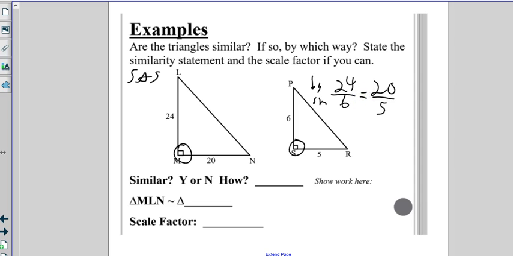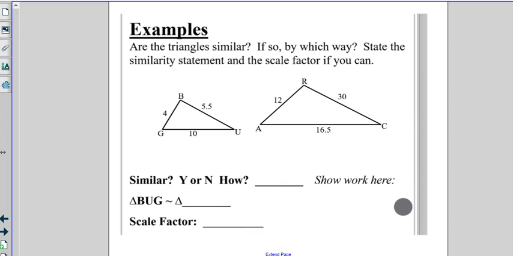And again, I can cross multiply and do 6 times 20 or 5 times 24, or I can just divide. And I get 4 for both, therefore I have a proportion. And if I would have done the small ones on top, I would have gotten 0.25. So they are similar by SAS similarity. MLN is similar to SPR. And the scale factor is 4 over 1 or 1 over 4, depending on the direction.